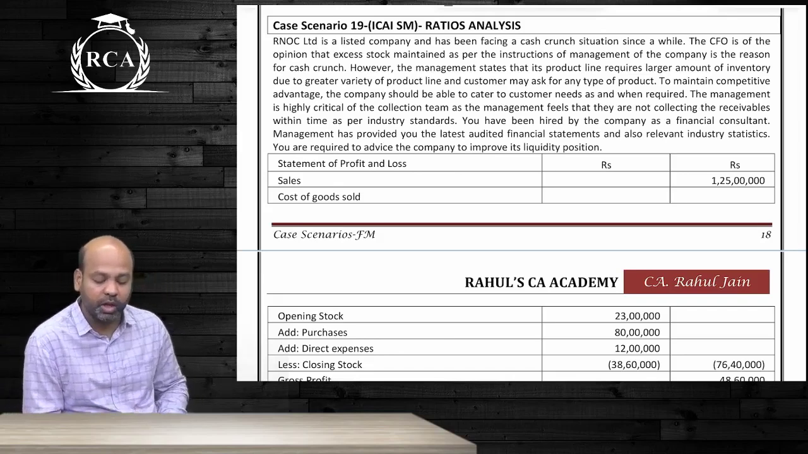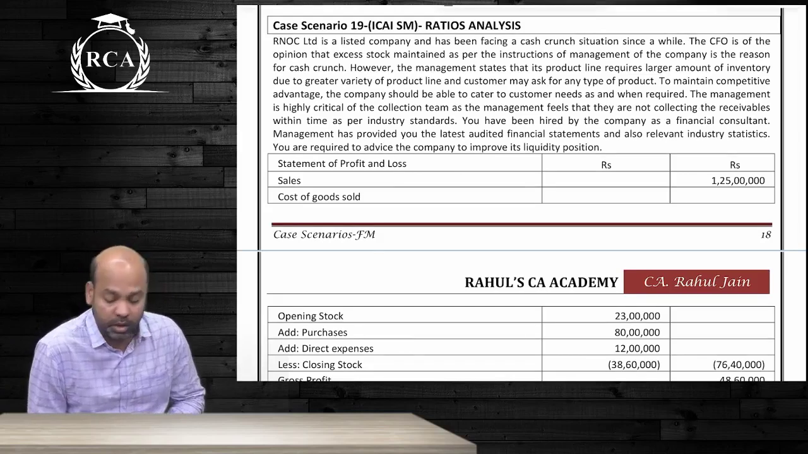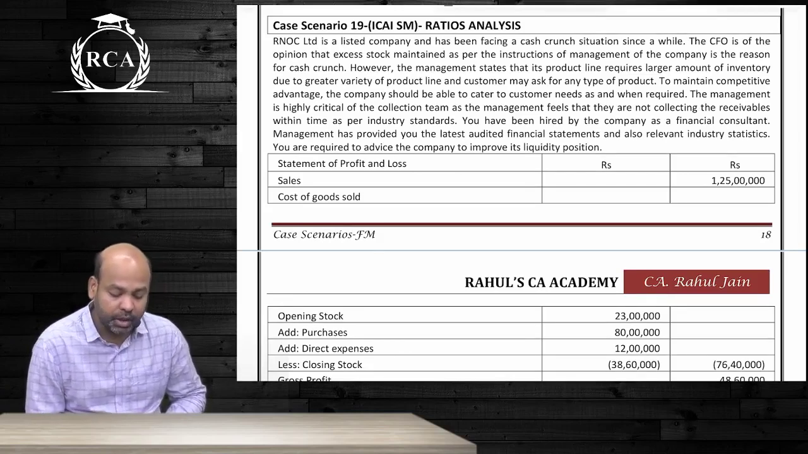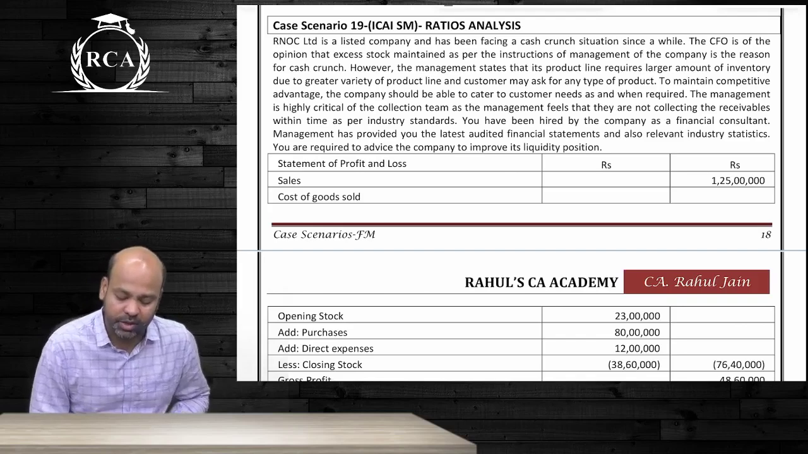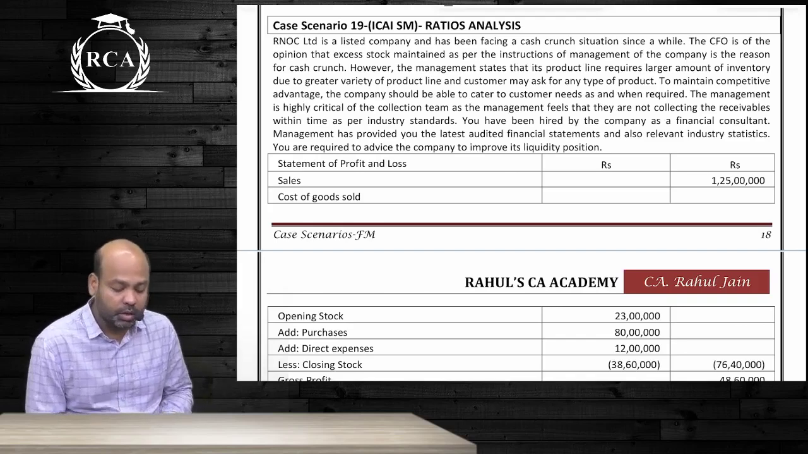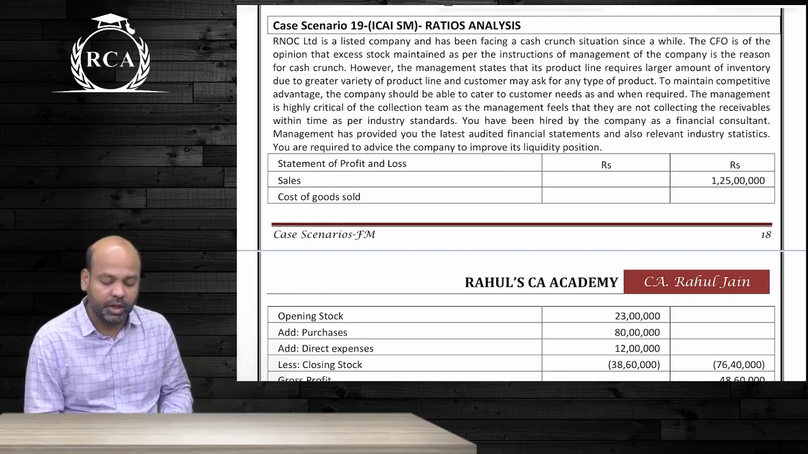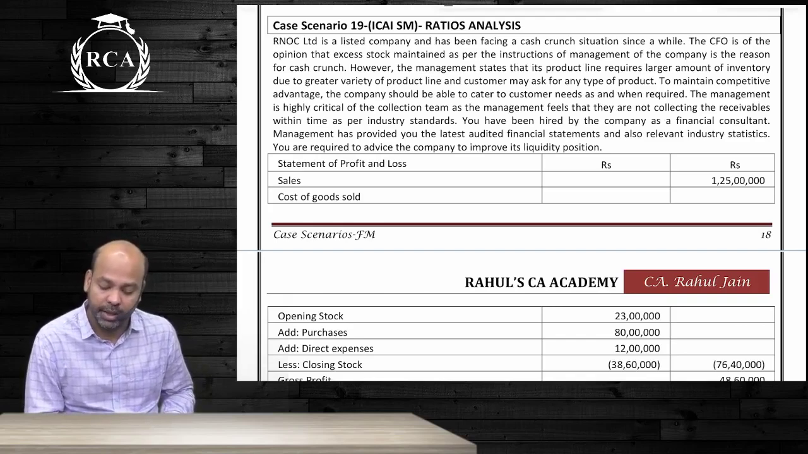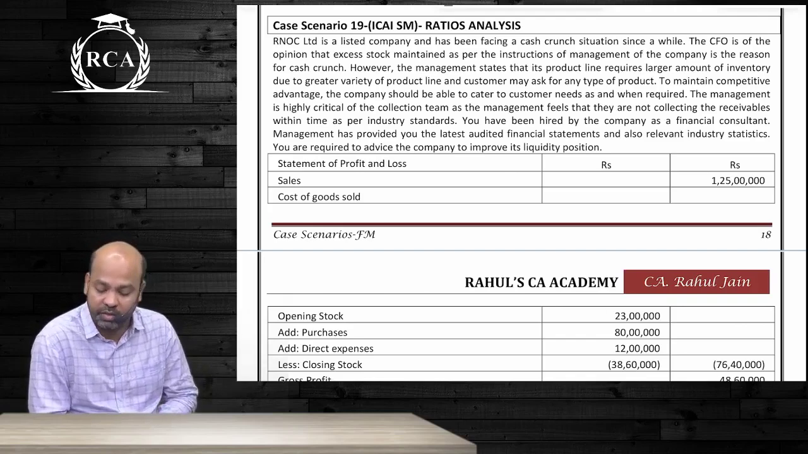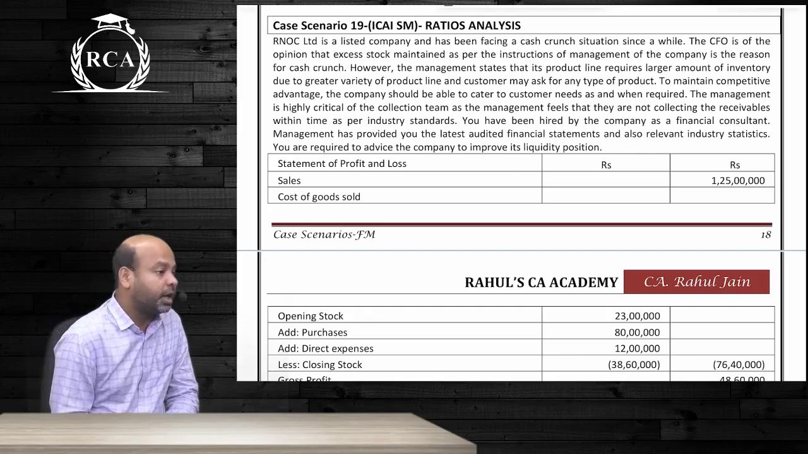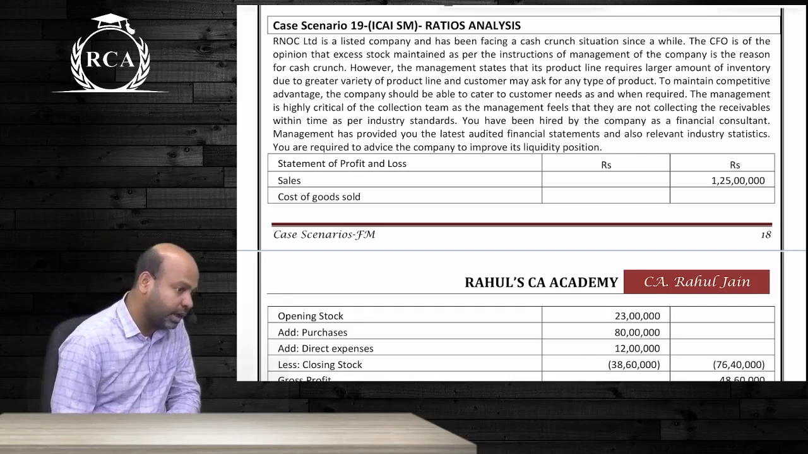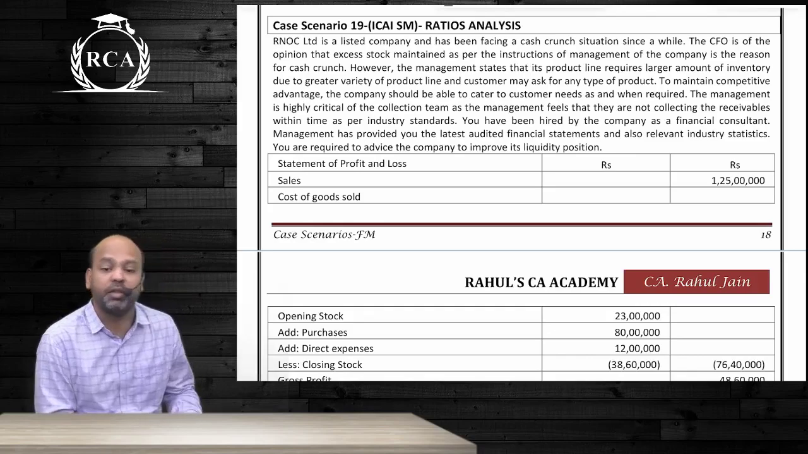Next, however, the management states that its product line requires larger amount of inventory due to greater variety of product line and customers may ask for any type of product. To maintain competitive advantage, the company should be able to cater to customer needs as and when required. The management is highly critical of the collection team as the management feels that they are not collecting the receivables within time as per industry standards. So one is crying that the inventory holding period is too high, the other is crying that there is a mistake in receivables, collection period is way too high.